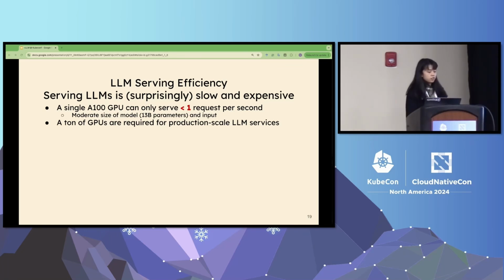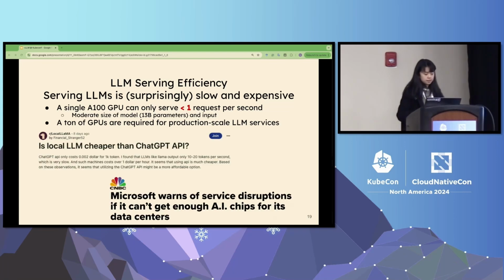A single A100 GPU, which is a fairly advanced GPU, can serve less than 1 request per second for a moderate size model, like a 13 billion parameter model. It's moderate, not very big. But even with a moderate size model, you can only serve less than 1 request per second, which means if you have hundreds or thousands of users, you need tons of GPUs to achieve good performance. And we can ask: how do we serve LLMs more efficiently?